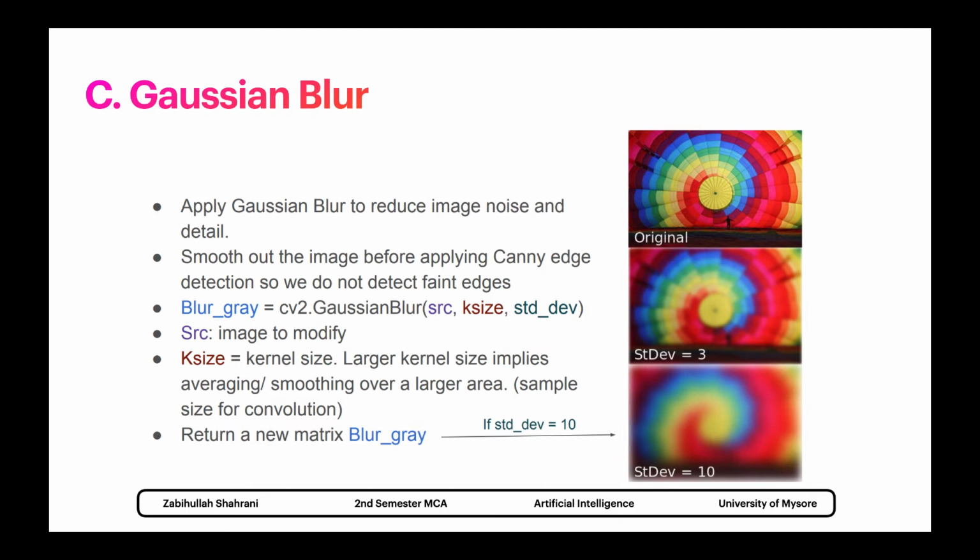We will apply Gaussian blur to reduce the image noise and details, because this method smooths the image before applying the Canny edge detection, so we do not detect faint edges. So that's the moment we apply this, and below are some of the methods and keywords in Python to do the blur. We'll move forward to the next slide now.